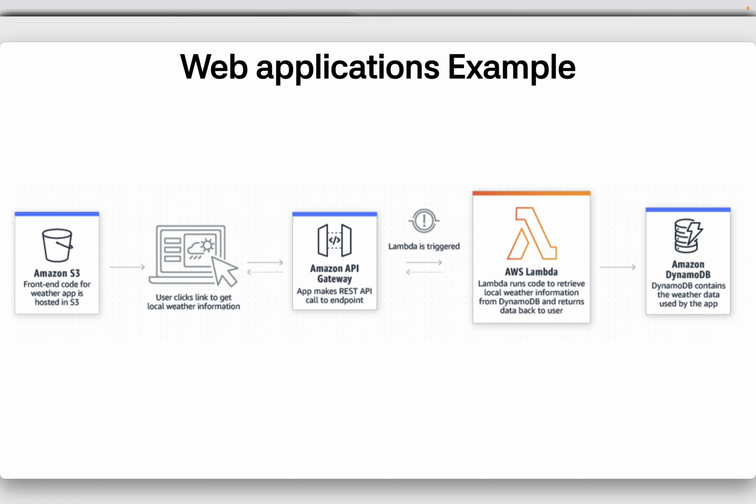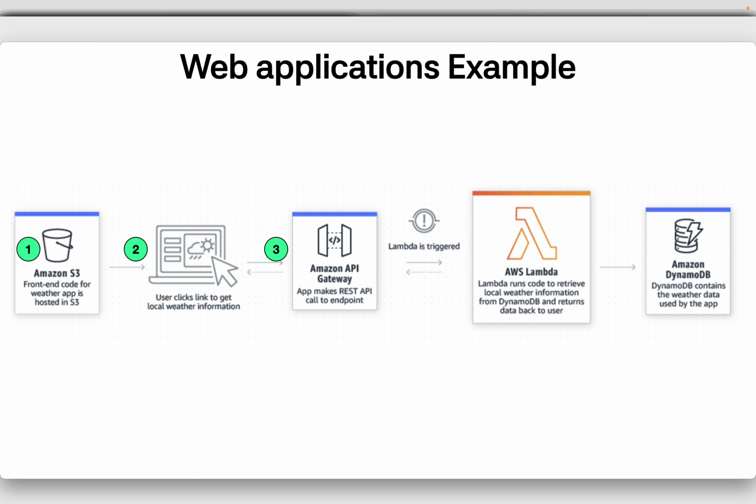And this is a web applications example. So first we have S3. This hosts the front-end code for the weather application. Then we have user interaction. A user requests local weather data by clicking a link in the application.